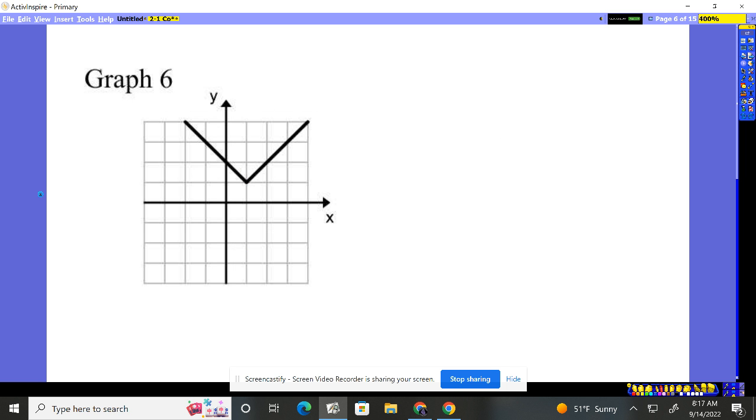The final one, ooh, this is an absolute value. He goes and goes forever and ever and ever. No matter what I plug in for x, there's going to be a value, and I can trace this. So this guy is continuous.